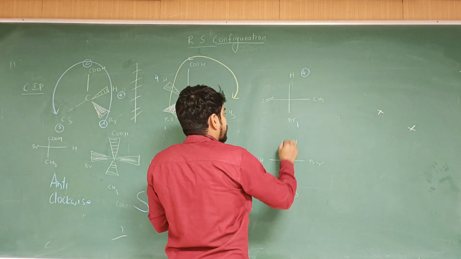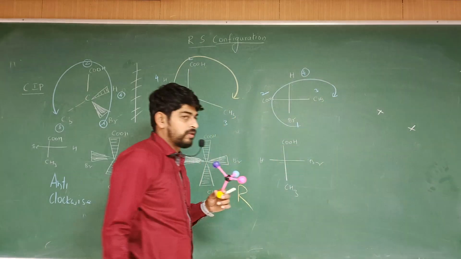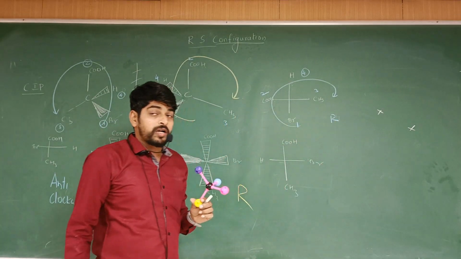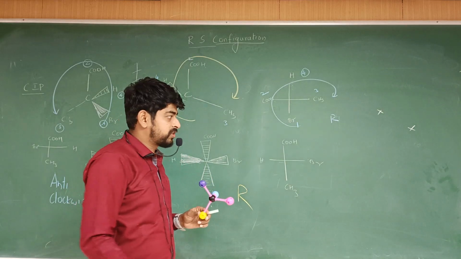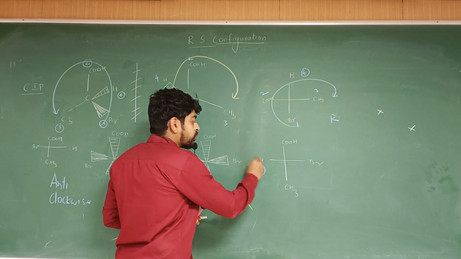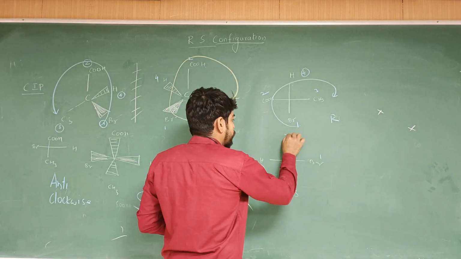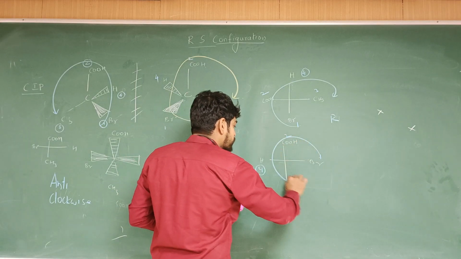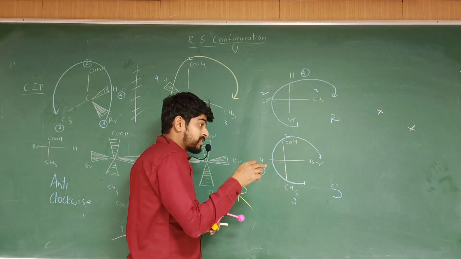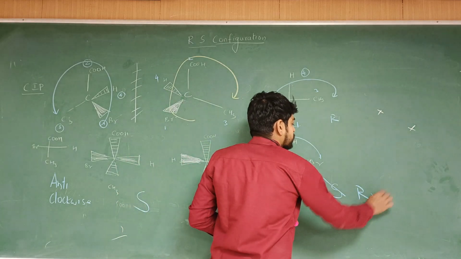Then assign priorities 1, 2, 3. Is 1, 2, 3 clockwise or anti-clockwise? 1, 2, 3 is clockwise. Then it will become R. What if in the question the Fisher projection is given in such a way that the least priority group, which is 4, is on the horizontal line? Then what will you do? Again assign priorities 1, 2, 3. Now 1, 2, 3 are in which direction? Anti-clockwise. If it is anti-clockwise, it will be S. But since the lowest priority group is on the horizontal line, change the answer to the opposite. Then it will be R.